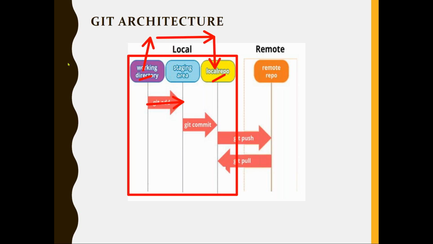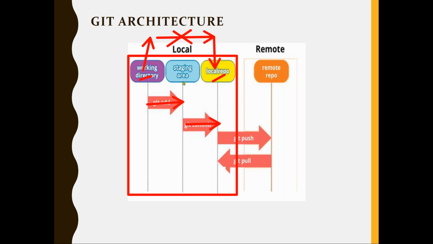What is meant by staging area? It is also called the index area. It's nothing but a virtual layer. It's not a folder, not a directory. You cannot see it on your system. Whenever you make changes in your working directory, you have to put them in the staging area, and from the staging area you push them to local. That's how it works. You cannot go directly from working directory to local. That's how the architecture of Git is.